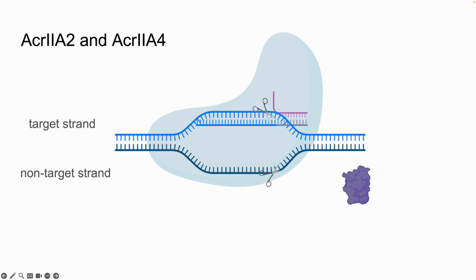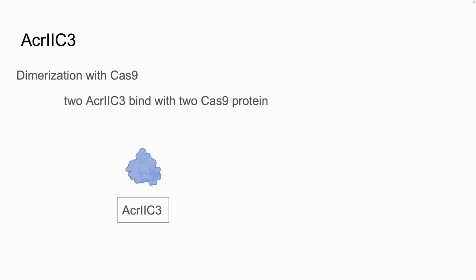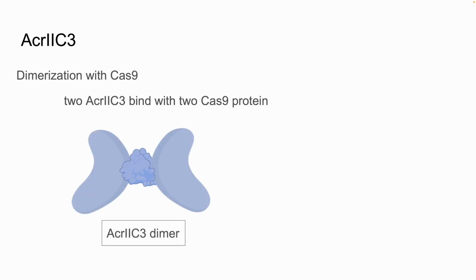AcrIIA2 and AcrIIA4 interact with another region within the Cas9 protein, the so-called PAM binding interface, and will prevent Cas9's recruitment to target DNA. AcrIIC3 acts by inducing the dimerization of Cas9. The Cas9 dimer has a structure with two AcrIIC3 proteins bound to two Cas9 proteins. Trapped in this complex, Cas9 cannot bind to its target DNA and therefore becomes inactivated in the presence of AcrIIC3.